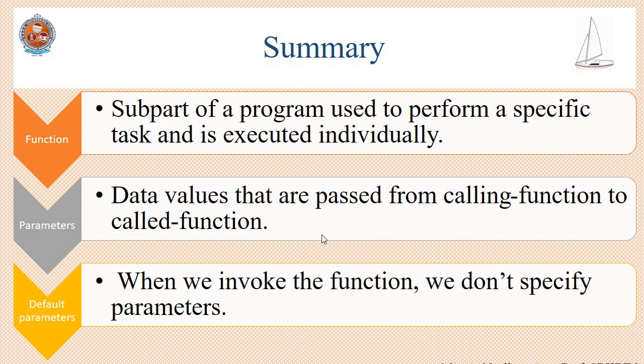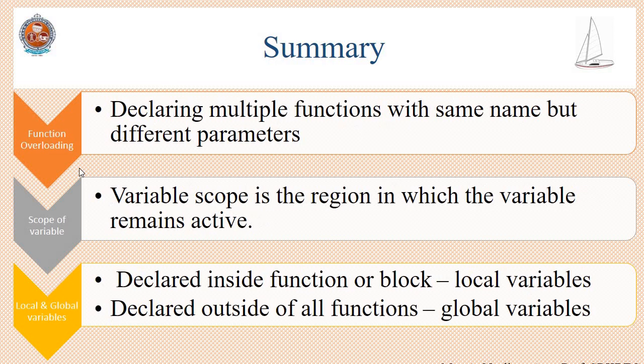And these are the topics we have discussed. Let's have a quick recap. A function is a subpart of a program used to perform a specific task and is executed individually. Parameters are data values that are passed from the calling function to the called function. Default parameters are used when we invoke the function and don't specify the parameter. Function overloading is declaring multiple functions with the same name but different parameters.